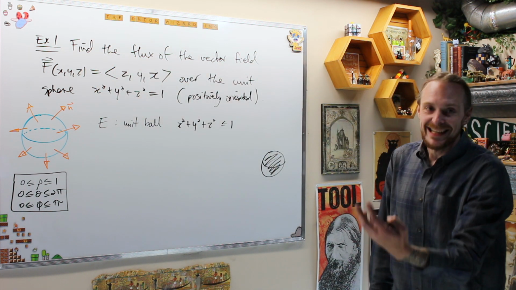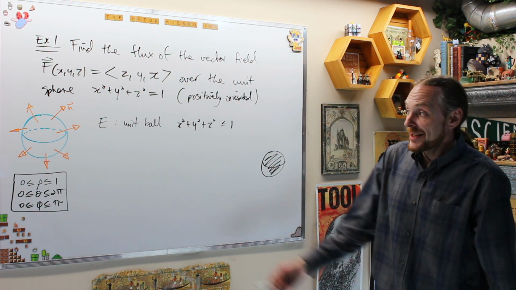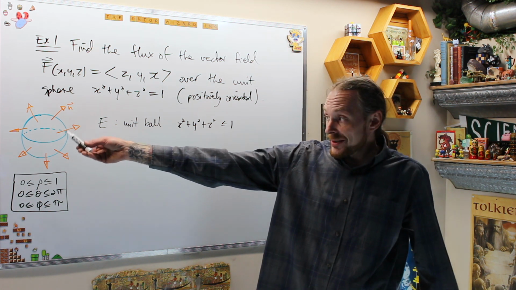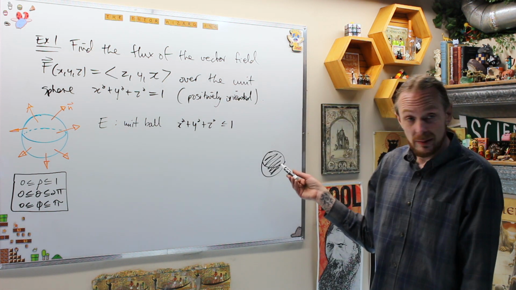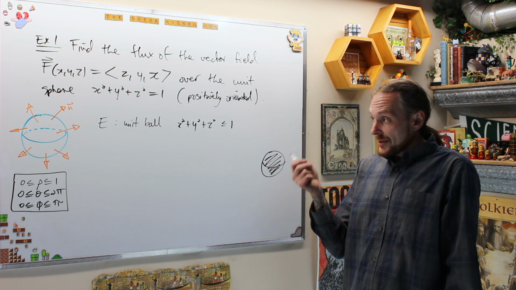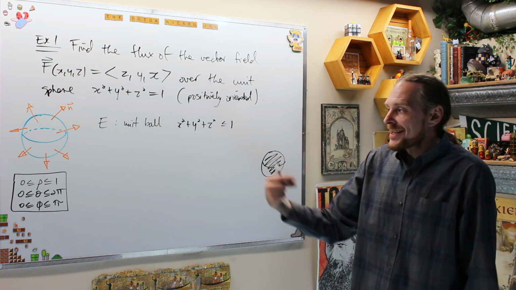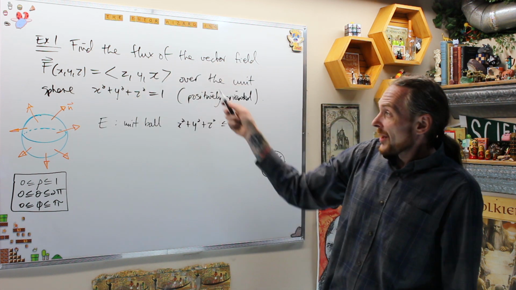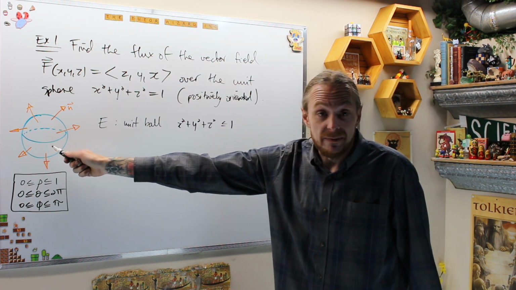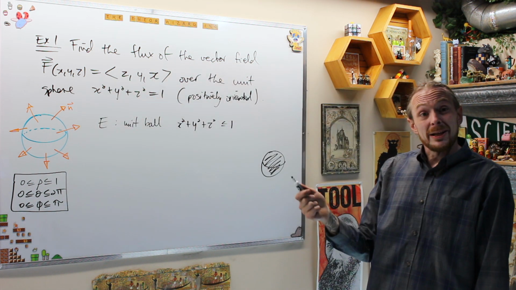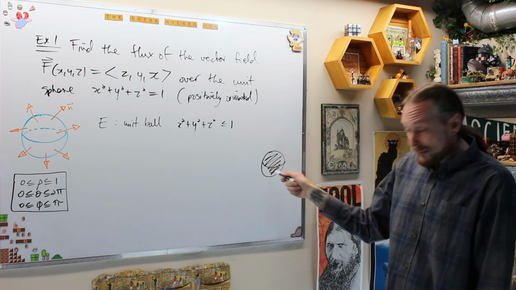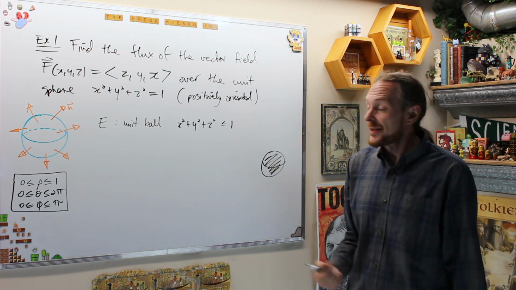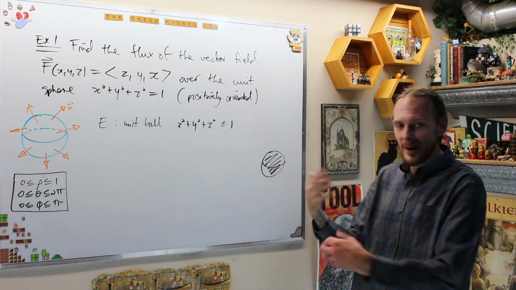So what they're saying is they want us to do the same thing. Calculate the flux coming off of the unit sphere, the boundary of this unit ball. And how am I going to do that? The divergence theorem says that the flux of my field over the surface of the sphere will equal the triple integral of the divergence over the unit ball. And that's how I'm going to phrase it. And then I don't have to do any of this calculating the parameterization or anything.